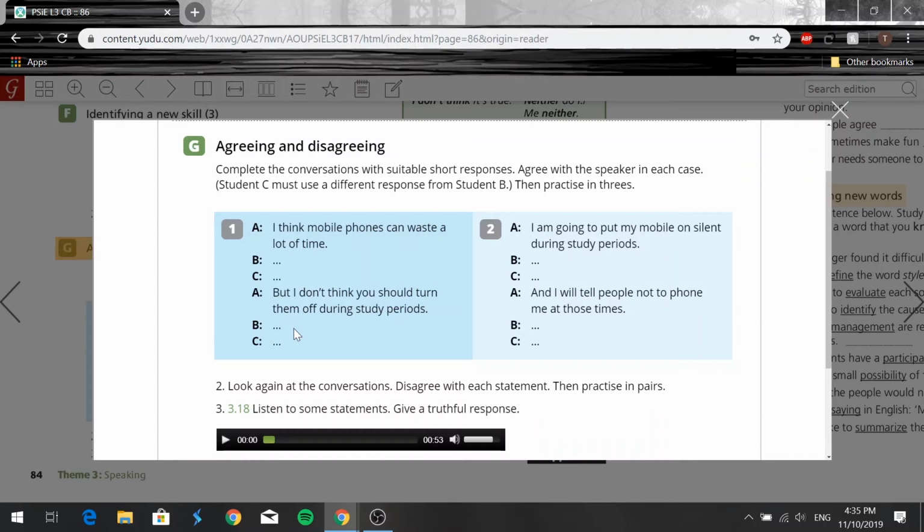What about number 2? I don't think you should turn them off. I mean, don't you? I do. Again, a short response that shows me disagreeing. What about number 3? I'm going to put my mobile on silent during study periods. Are you? I'm not. Again, use my own style to disagree. And I will tell people not to phone me at these times. Will you? I won't. Okay, so again, this is how you disagree with the statements above.